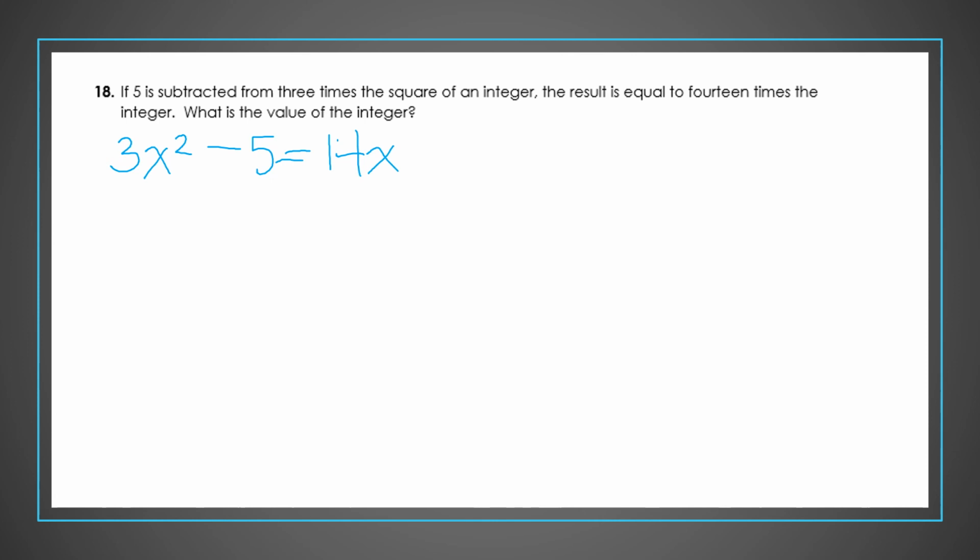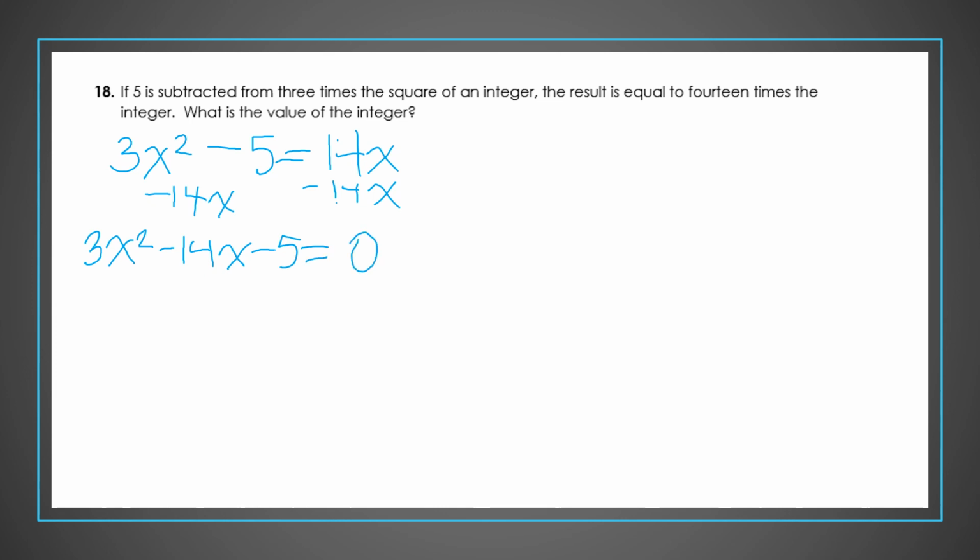I'm going to start by getting it in standard form. To get in standard form, I'm going to subtract the 14x and move that over to the left side. Make sure that you do not try to combine it with the 3x squared or the -5, and make sure that it goes right in the middle of the 3x squared and the -5.